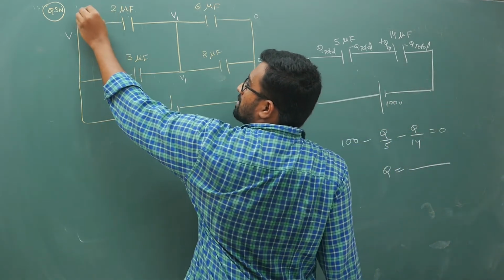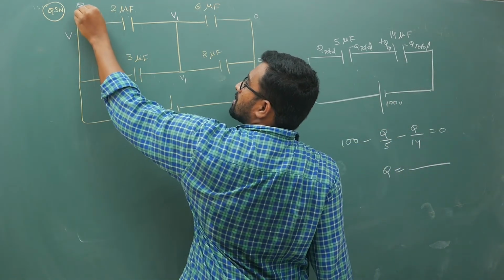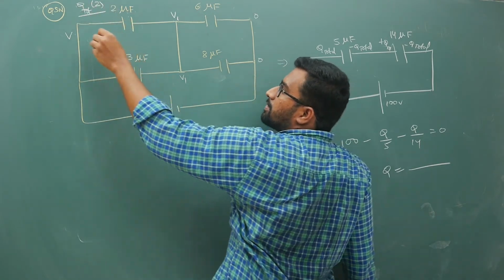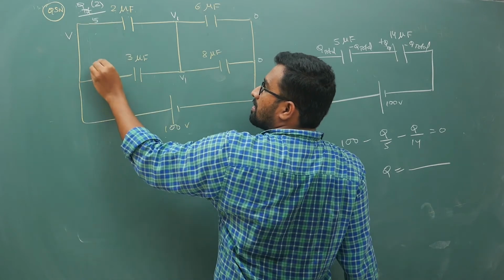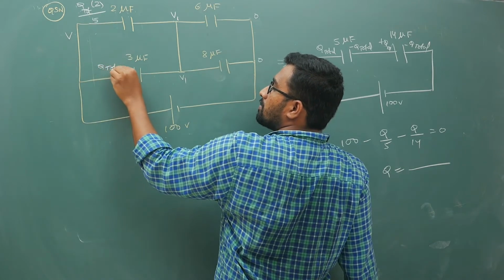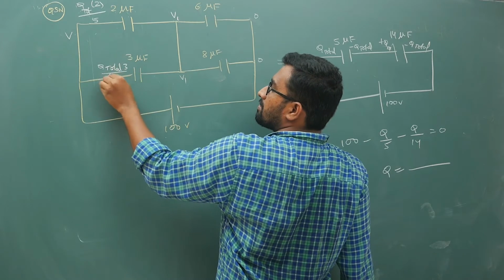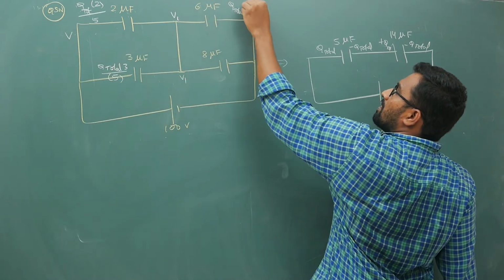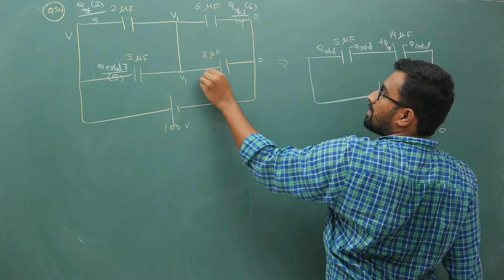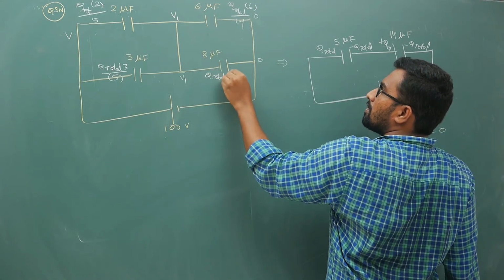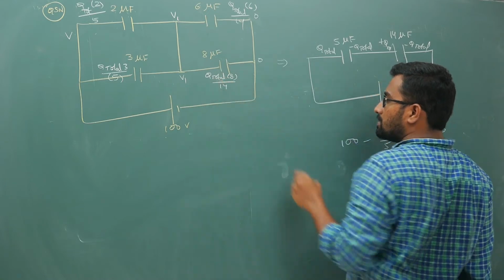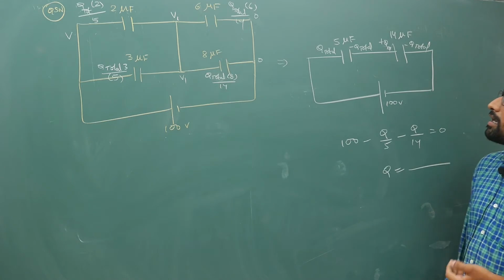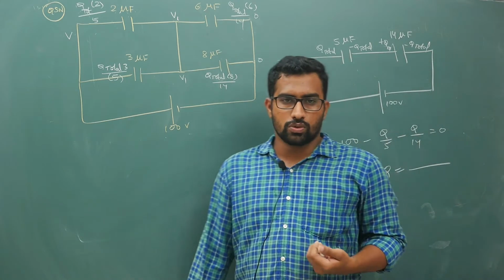So how much is the charge on Q2? It is Q total into 2 by 5, the capacitance on that side by the total capacitance. Here it is Q total into 3 by 5. Here it is Q total into 6 by 14. Here it is Q total into 8 by 14. How much you are getting, I am just dividing from the previous calculation. So this is what you are supposed to do.